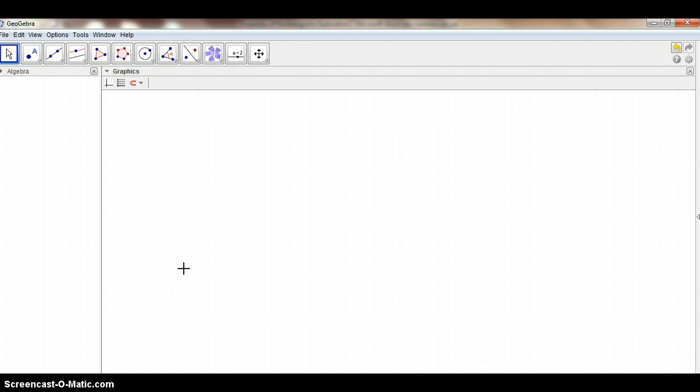Today we are doing an exploration of the properties of parallelograms. And we're going to use GeoGebra for this, okay? So I have GeoGebra up, and since we're going to explore a parallelogram, we're first going to construct a parallelogram.